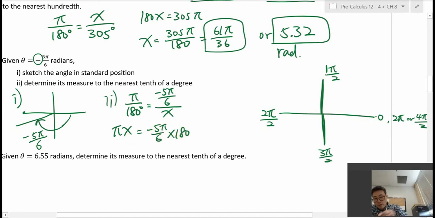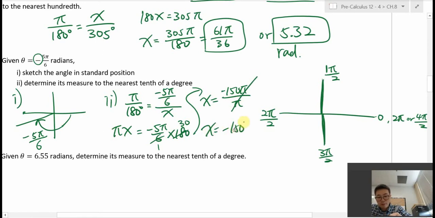To solve for x, you divide by pi on both sides. We can simplify this too. That's 1. That's 30. So you end up with negative 150 pi divided by pi, right? Because we need to get rid of this pi, so you have to divide both sides by pi. You can see that cancels out. You get negative 150 degrees as the answer for negative 5 pi over 6.